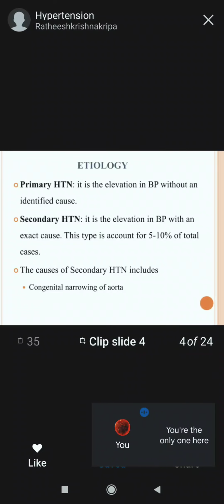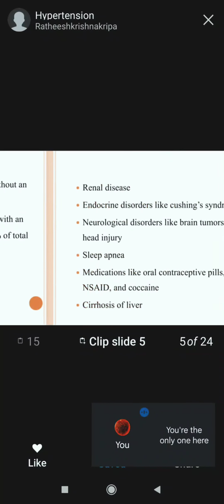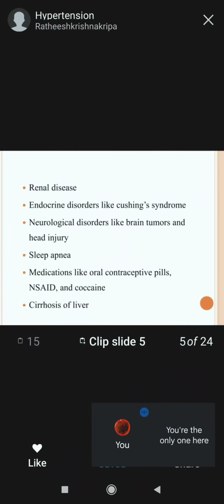So it increases the blood pressure. Other causes are renal disease, endocrine disorders like Cushing's syndrome, neurological disorders, brain tumors, head injuries, brain edema, and medications like oral contraceptive pills, NSAIDs, and cocaine, among other things. These are included in secondary hypertension.